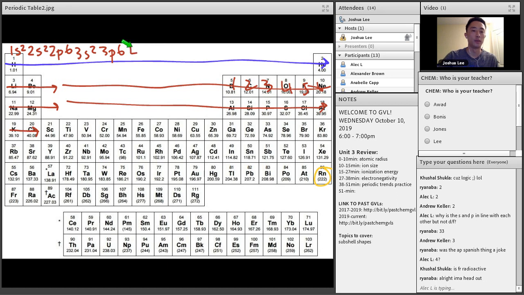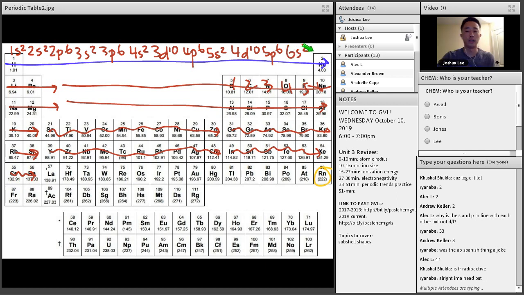Here would be the 4s2. Then here is my 3d10, and my 4p6. 5s2. 4d10. Back to 5p6. 6s2. At this point, I guess some of you guys are typing it out.